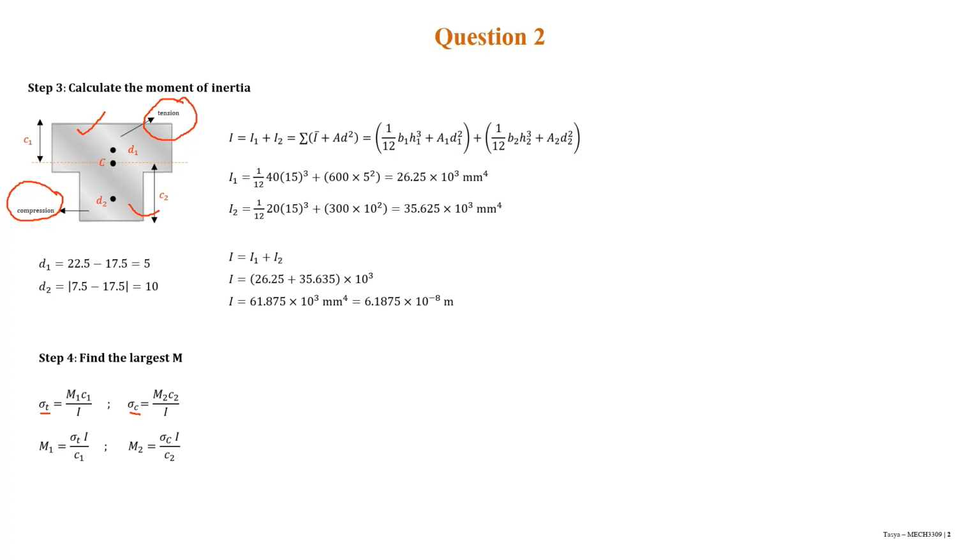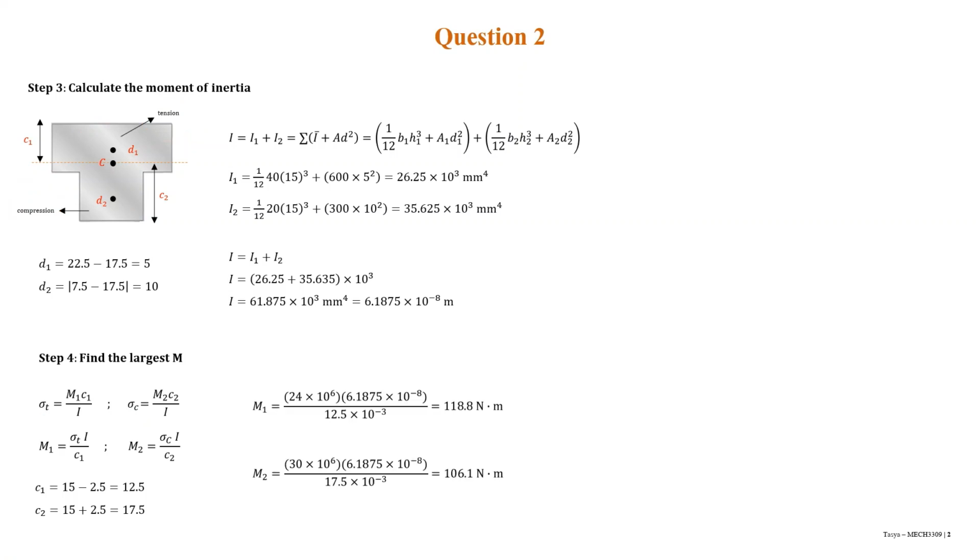And we just need to exchange the formula between M and sigma here, and we obtain M1 is sigma t I over c1 and M2 is sigma c I over c2. And then for c1 it is 15 minus 2.5, which is 12.5, and c2 is 15 plus 2.5, which is 17.5. Let me erase all of them first.